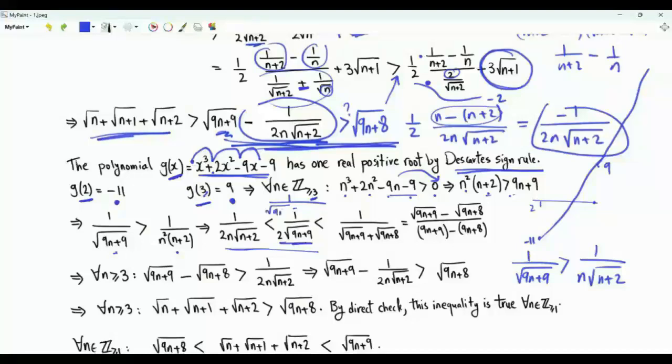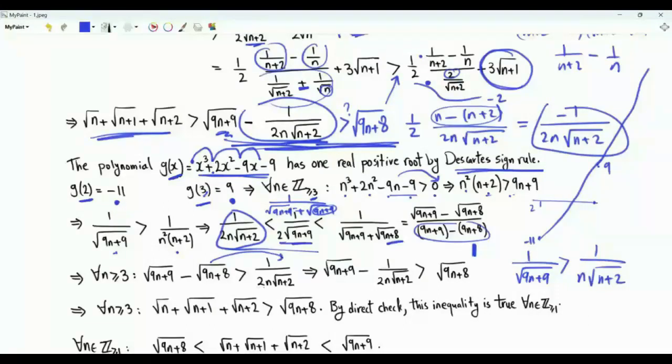This quantity here is 1 over (square root of 9n plus 9 plus square root of 9n plus 9). We can have an upper bound by replacing this 9n plus 9 by 9n plus 8. Multiply numerator and denominator by the difference of the square roots. This is 1. What we get from here is that the square root of 9n plus 9 minus the square root of 9n plus 8 is strictly greater than this term here, 1 over 2n square root of n plus 2.